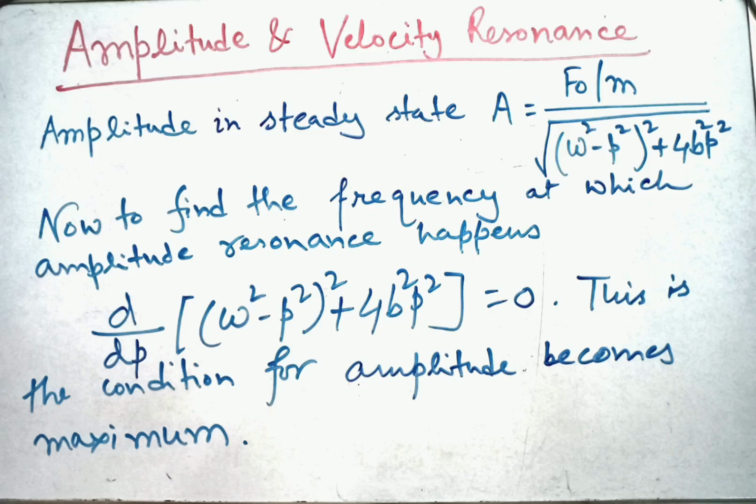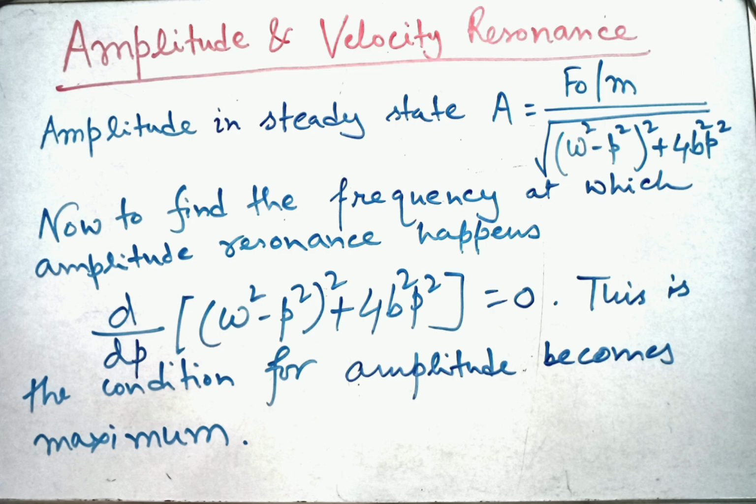Today's discussion is on amplitude and velocity resonance. For amplitude resonance, we know that the amplitude in steady state is of this form: A equals f0 by m, root over (omega square minus p square) whole square plus 4b square p square. Now to find the frequency at which amplitude resonance happens, basically the denominator has to be very low, right?